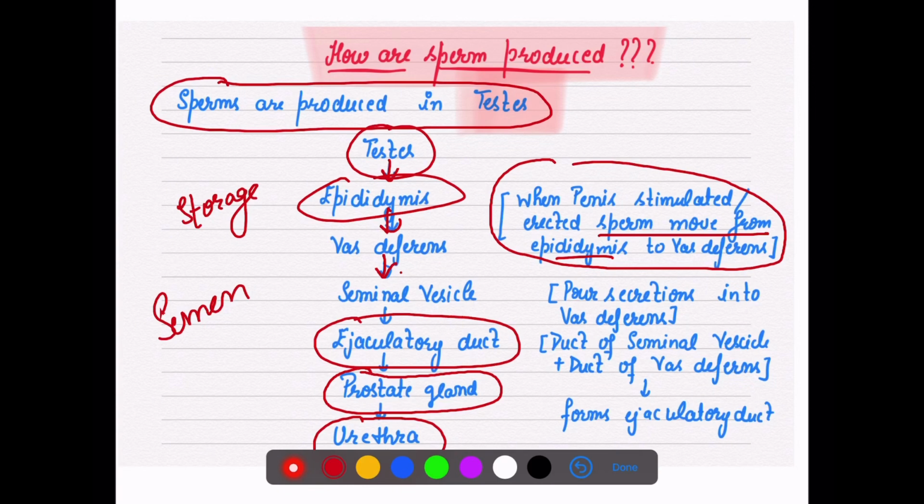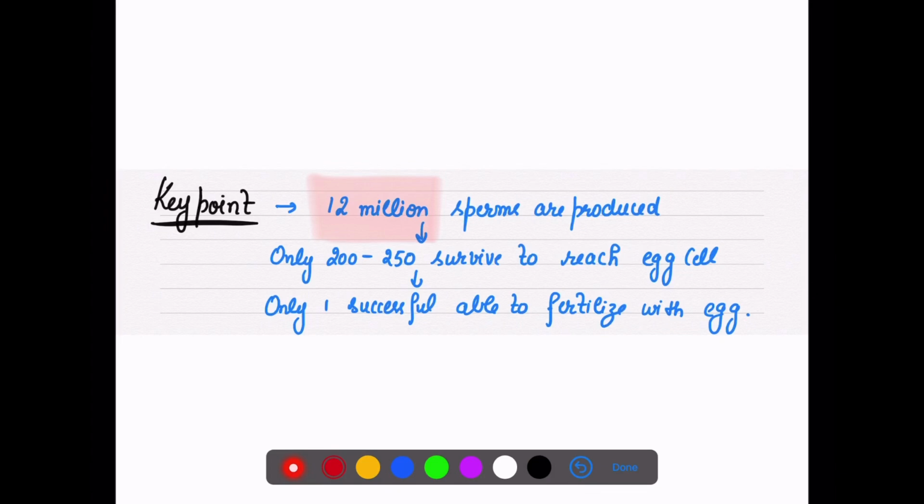So the urethra is carrying it, and through the opening of the penis, the semen is going to come out from the body. This discharge is going to come out. That is how the sperms are produced and how they travel on stimulation of the penis. That is what we discussed in the last lecture.